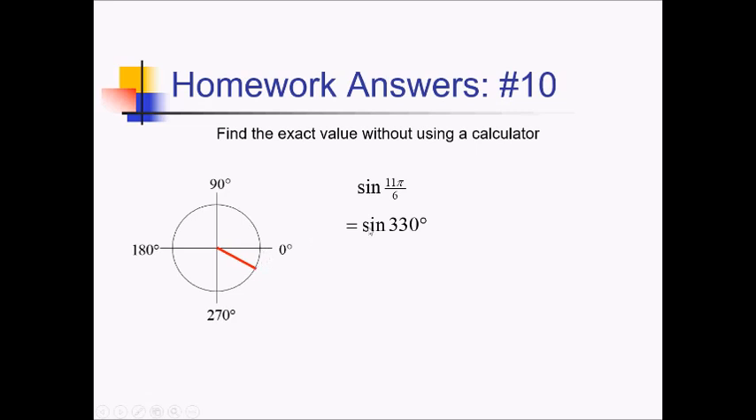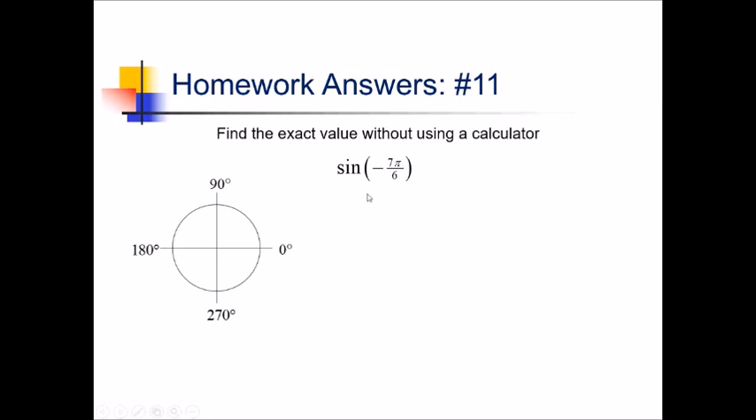Sine itself, that's the y value of the angle. That's going to be negative down here because we're below the x-axis. So this can be rewritten then as negative sine of 30 degrees. Now sine of 30 is a special value. That's 1/2. So this is going to be negative 1/2.